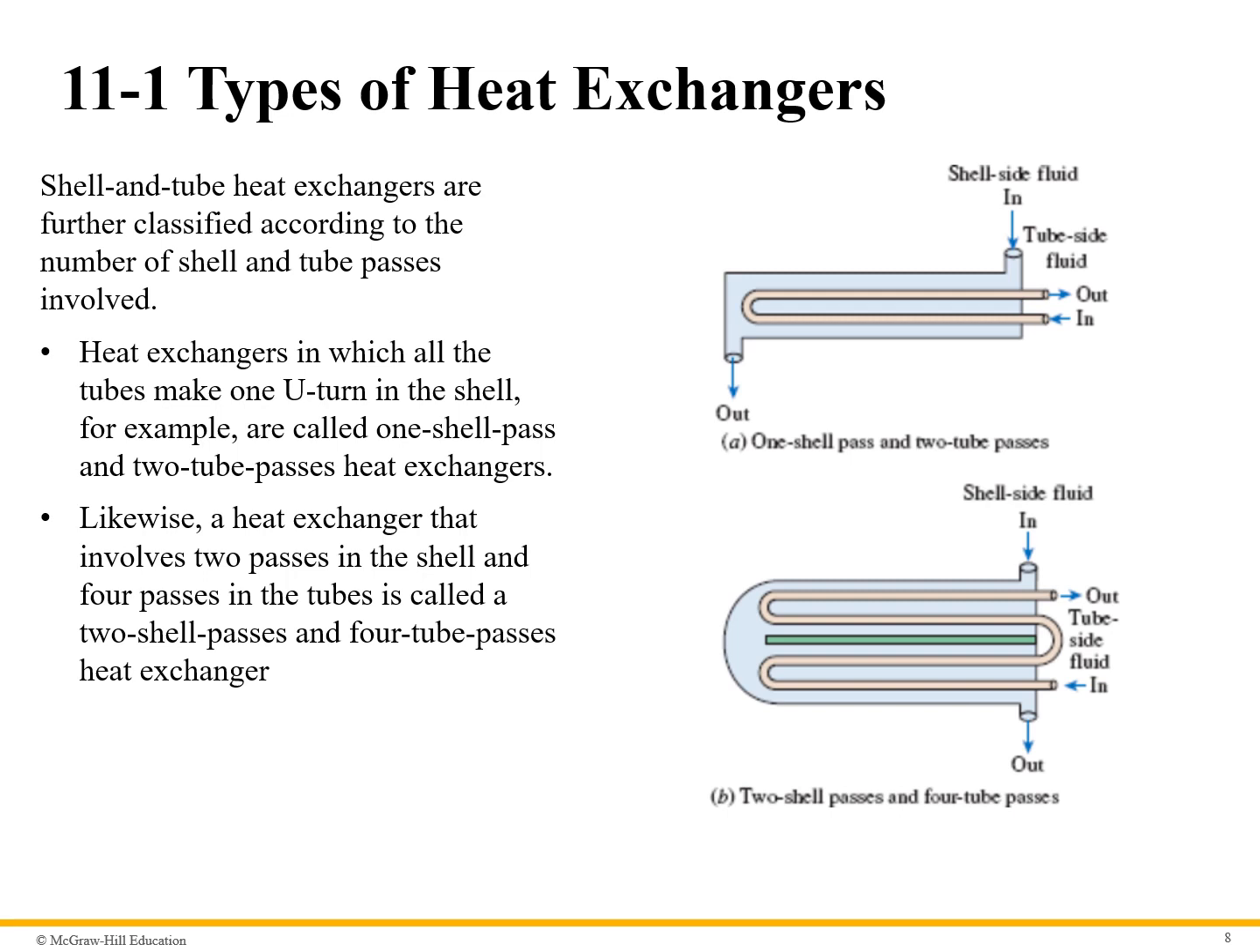Shell and tube type heat exchangers are further classified according to the number of shell and tube passes involved. Heat exchangers in which all the tubes make one U-turn in the shell are called one shell pass, two tube pass heat exchangers, as shown in figure A. Likewise, a heat exchanger that involves two passes in the shell and four passes in the tube is called a two shell pass, four tube pass heat exchanger, as shown in slide B.